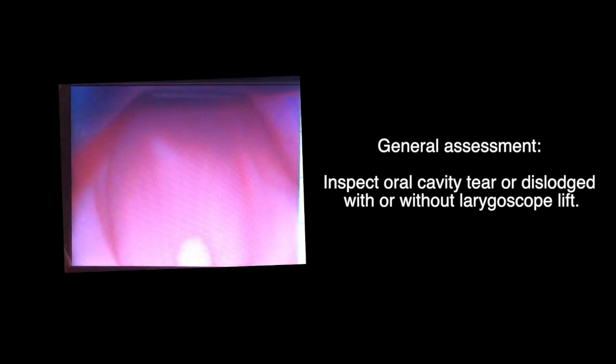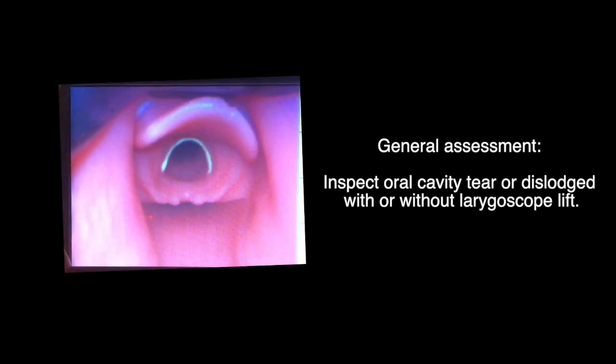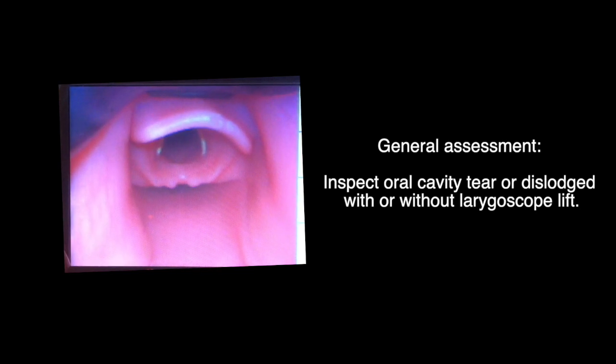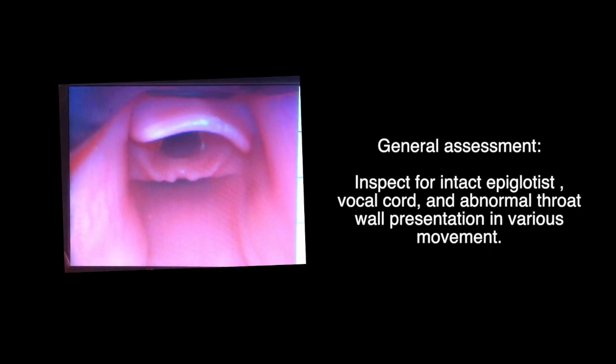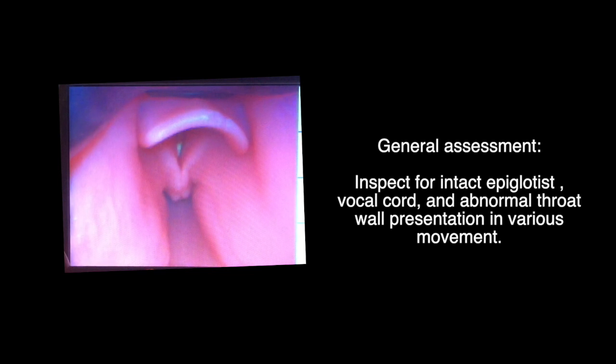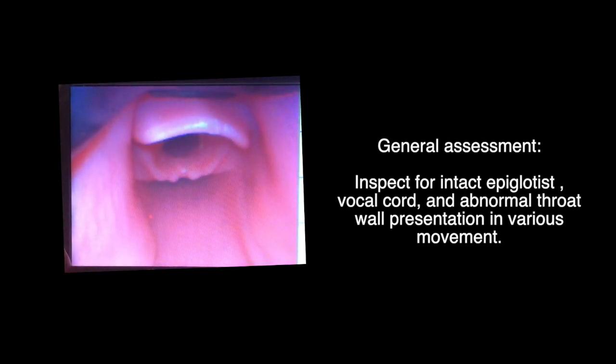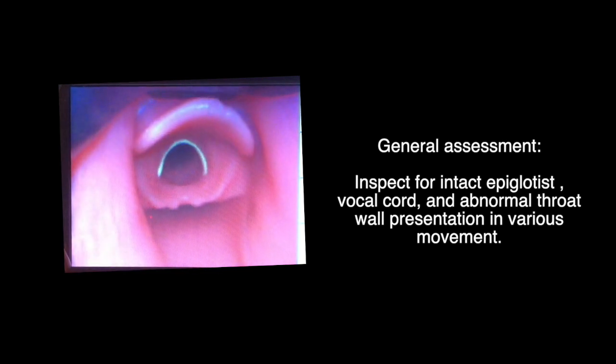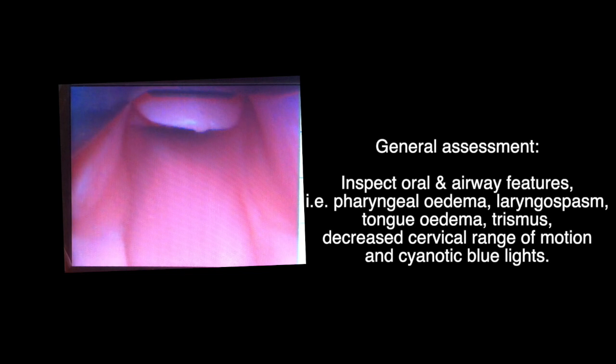Next, let us look out for damaged teeth or tongue, and dismantling and assembling of the upper teeth. Manipulate the laryngoscope to inspect the oral cavity for tear or dislodge, with or without jaw lift with the laryngoscope. As the laryngoscope explores further, inspect the epiglottis, vocal cord, and abnormal wall movement of the throat.